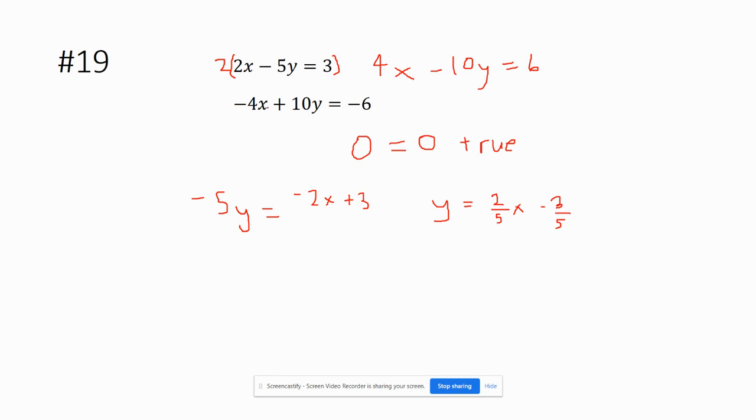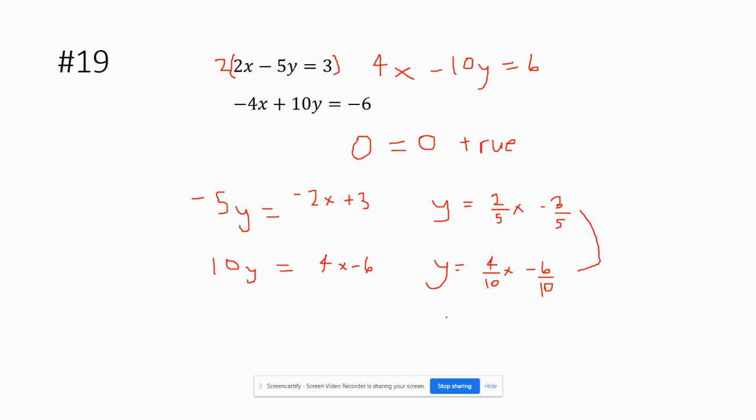Okay, that's the first equation. The second one, if we add 4x to both sides, we get 4x plus 6, minus 6, and then we divide by 10. So we get y equals 4 over 10, but that's the same thing as 2 over 5. And then minus 6 over 10 is the same thing as minus 3 over 5. Those are the same numbers when you reduce them. So these are the same exact line.